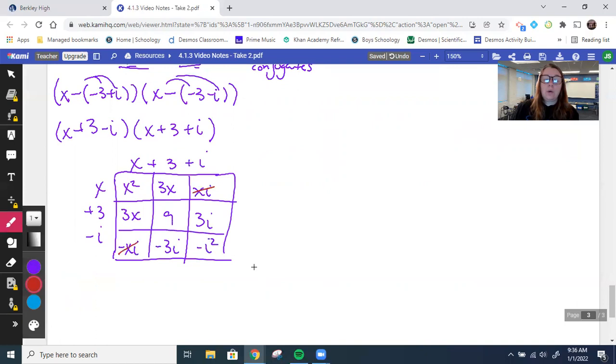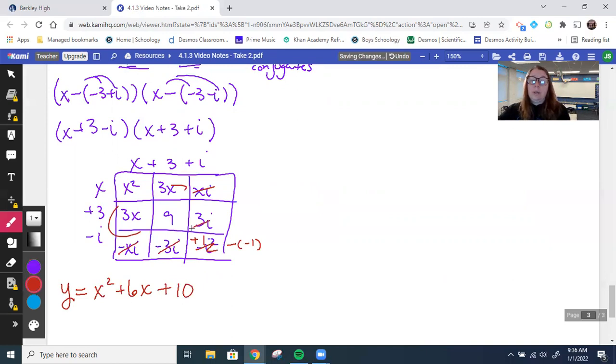Okay, so we know i squared is negative 1. So this is the opposite of negative 1. So this is the same thing as a plus 1. So if it says write an equation, make sure you write an equation. So this would be x squared plus 6x. And then 9 plus 1 is 10.